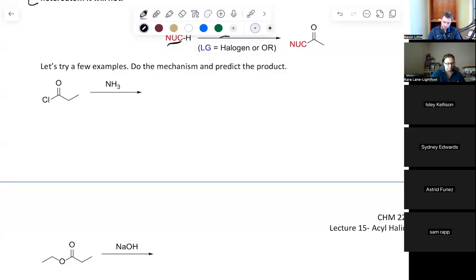So I look at this. I've got a clear nucleophile. This is an amine. I've got a clear electrophile. So no acid or base. So step one is mute. Step two is the nucleophile attacks the electrophile. In this case, it pushes the carbonyl up.